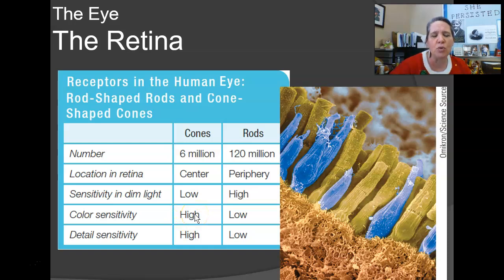Cones, the C in cones put together with the C in color. Okay, cones help us see in color. Rods help us see in black and white. And then detail, our cones give us a lot more detail than our rods do. Okay, so being able to see specific small parts.